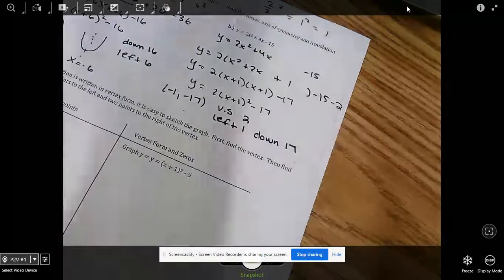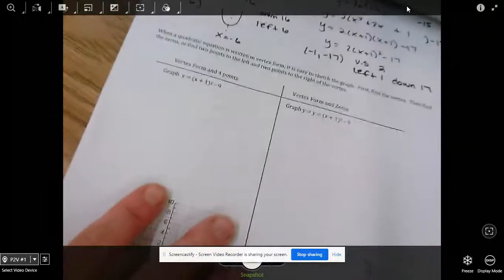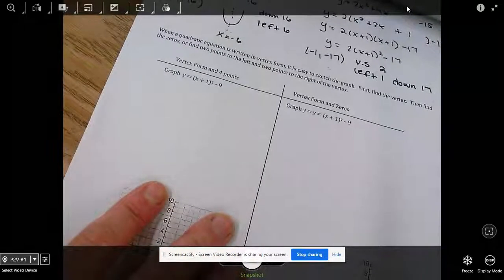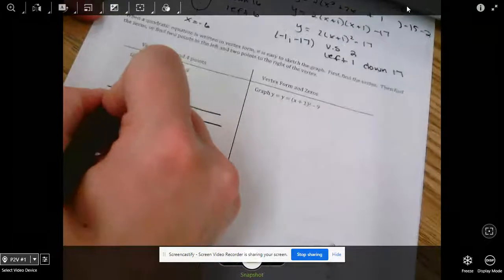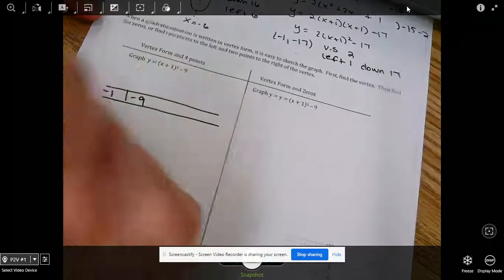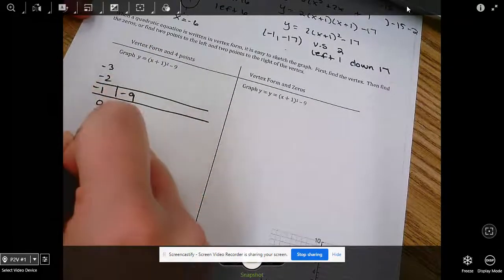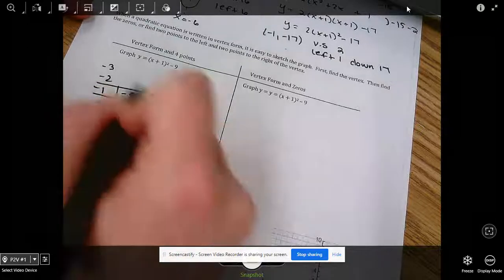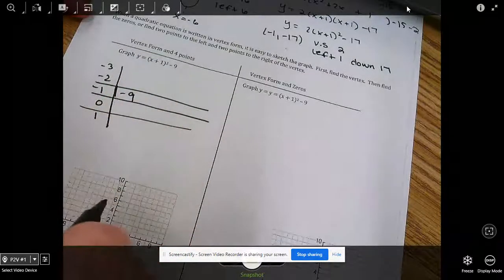All right, that's it. The bottom is just having you graph it. It says when a quadratic equation is written in vertex form, it's easy to sketch. You find the vertex and then you find 2 points around it. So here your vertex would be negative 1, negative 9, and then you'd pick other points. You would pick a negative 2 and a negative 3, and then 0 and 1. Whatever it is for 0 is going to be the same thing for negative 2. And you've done this before.